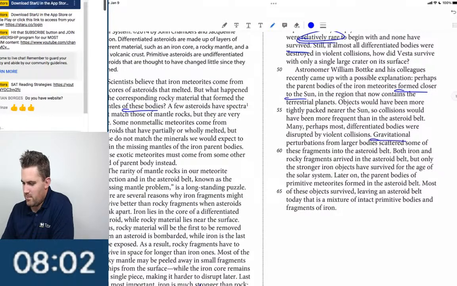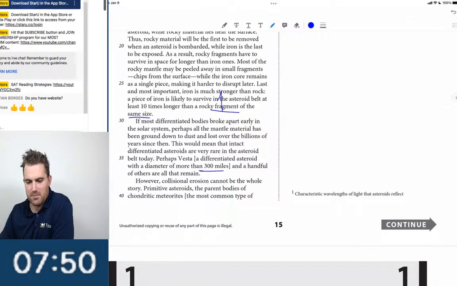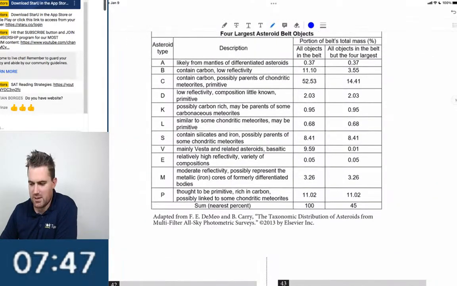Gravitationally, largely scattered some of these fragments of the asteroid. Most of the objects survive, leaving the asteroid belt today with a mixture of intact primitive bodies and fragments of iron.